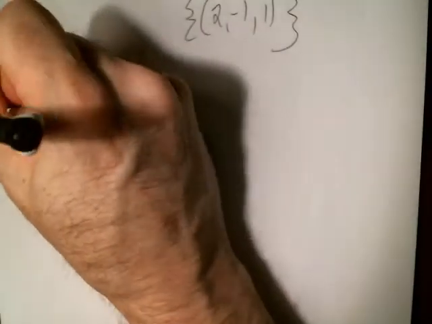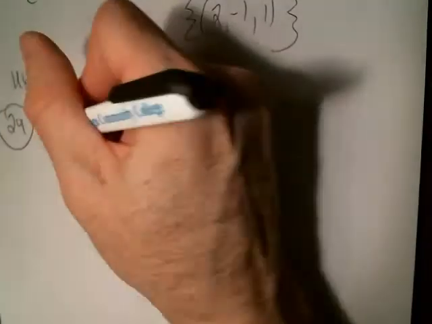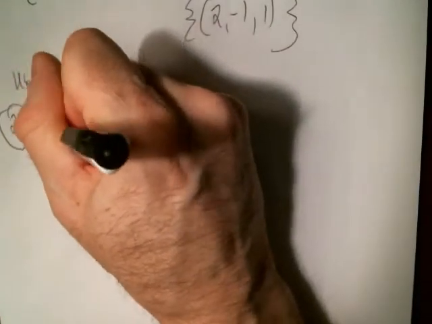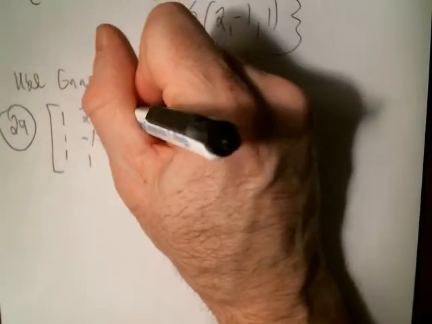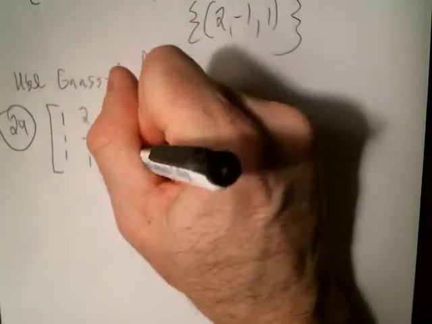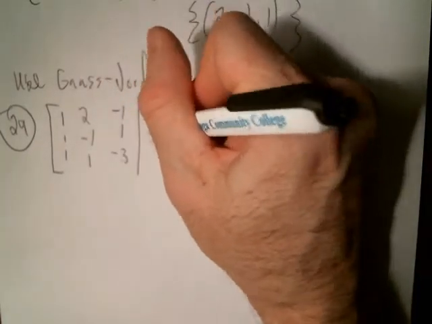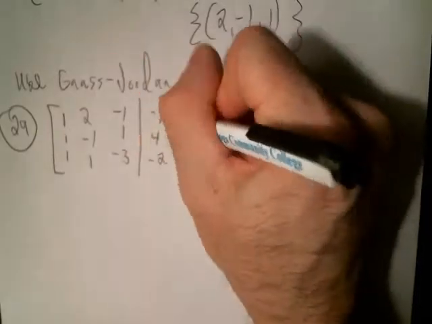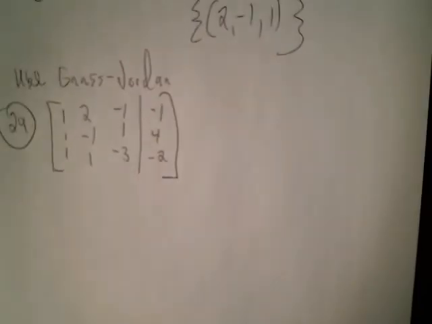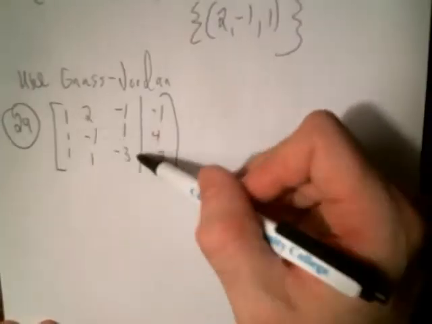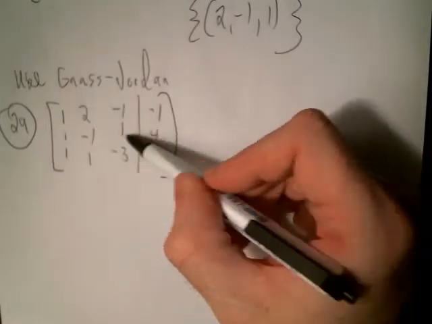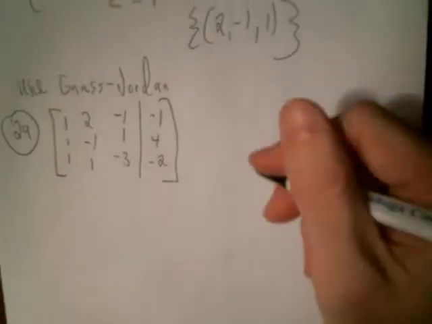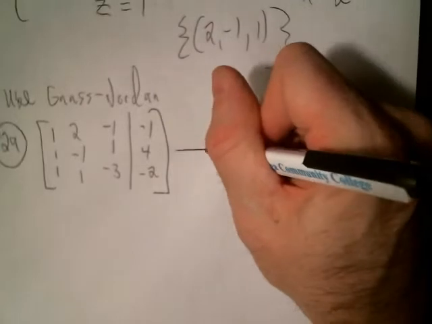Okay, so let's look at a different problem, 29. We have 1, 1, 1, 2, negative 1, 1, negative 1, 1, negative 3, negative 1, 4, negative 2. It's the same game as before, it's just now instead of getting 1s on the diagonal and 0s below, I need 1 on the diagonal, 0s below, and 0s above. Okay, so let's go at it.